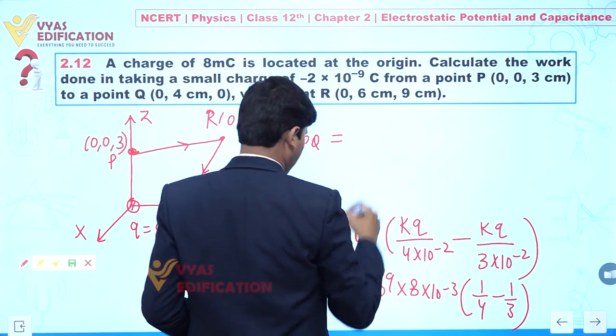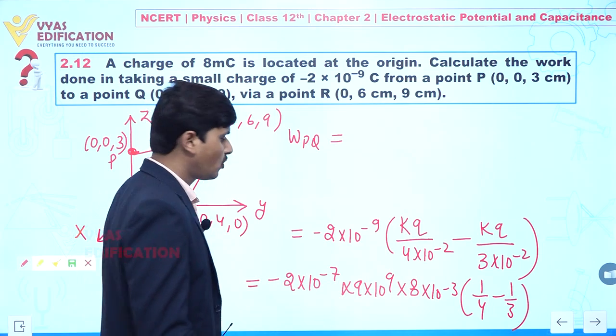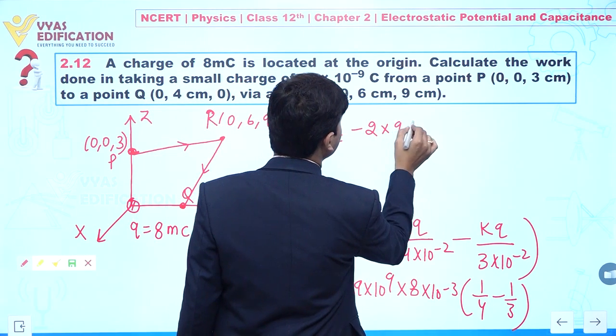This is given by 9 multiplied by 2, or you can write it like this: minus 2 into 9 into 8.